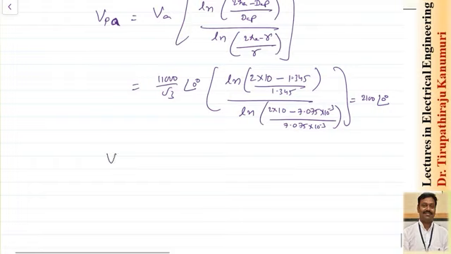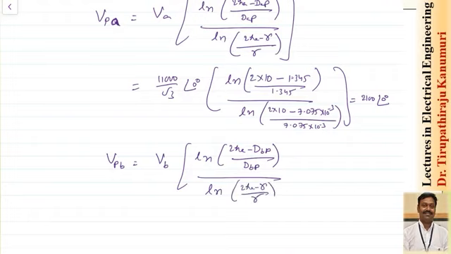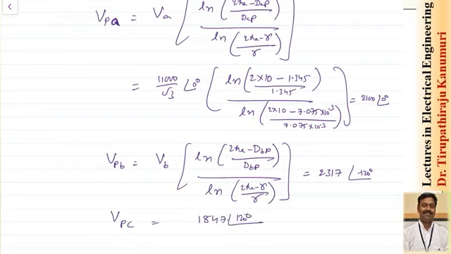Similarly, I can calculate my value of VPB. VPB will be equal to VB into ln of 2 times HA minus DBP divided by DBP, divided by ln of 2 times HA minus R divided by R. If I substitute the values, you will get this value as 2317 at an angle of minus 120 degrees. Similarly, you can calculate for VPC. A similar type of formula will come. If you calculate it, you will get 1847 at an angle of plus 120 degrees. So this is what we get.